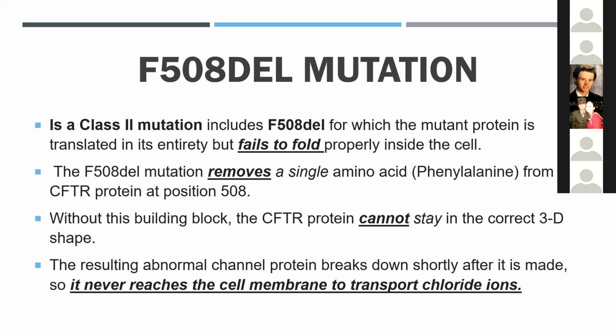So the F508del mutation is a class 2 mutation, for which the mutant protein is translated in its entirety, but fails to fold properly inside the cell. The F508del mutation removes a single amino acid, phenylalanine, from the CFTR protein at position 508. Without this building block, the CFTR protein cannot stay in the correct 3D shape. The resulting abnormal channel protein breaks down shortly after, so it never reaches the cell membrane to transport chloride ions.